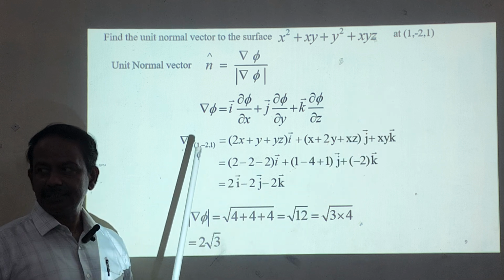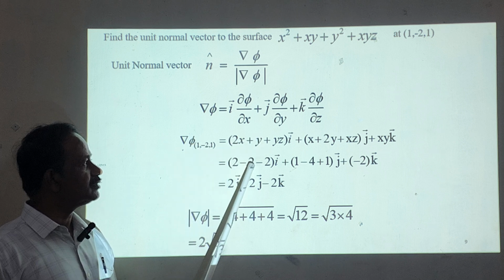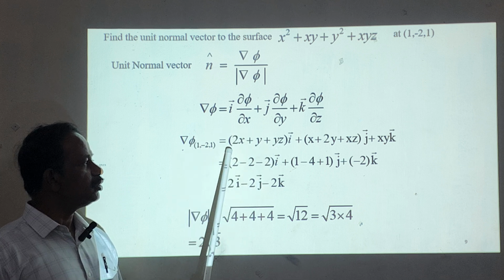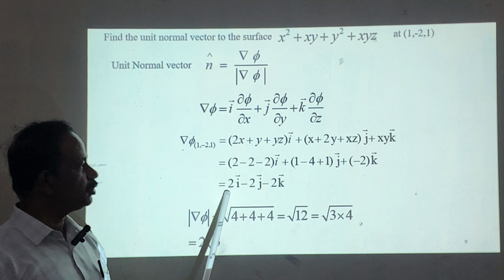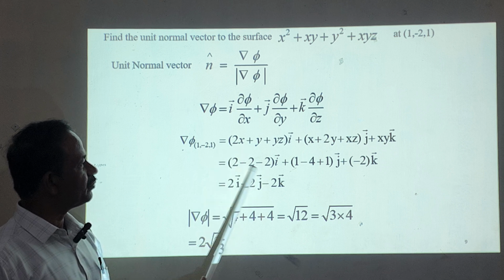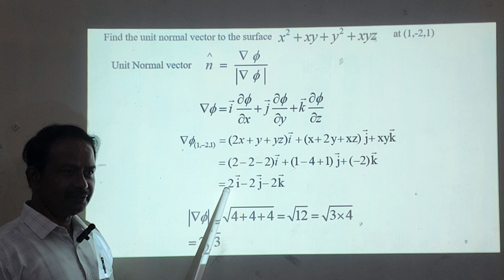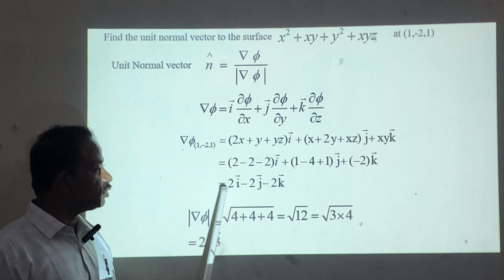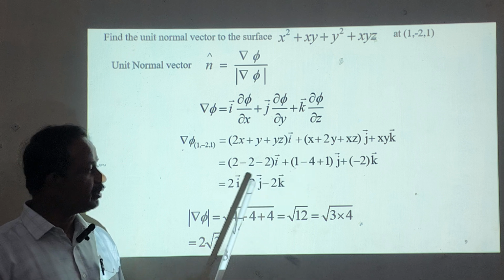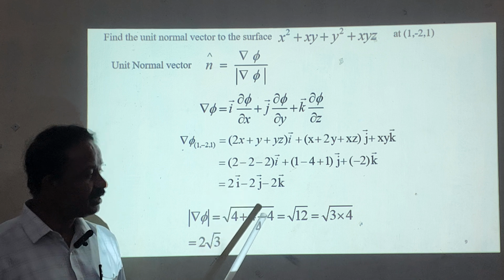Now you have to replace with the points which are given as 1 comma minus 2, 1. So 2 multiplied by 1, y is minus 2, 1 multiplied by minus 2, so that will give you 2 minus 2 minus 2. Is it wrong? 2 minus 2 will give you minus 2, so we have minus 2i. So there's a mistake here, it is minus 2i. This 2 and this 2 will get cancelled. We have minus 2i. What is this one? Again minus 2j. Now it's correct. 1 plus 1 is 2, so minus 2j. And here it is minus 2k. So the answer will be minus 2i, minus 2j, minus 2k.